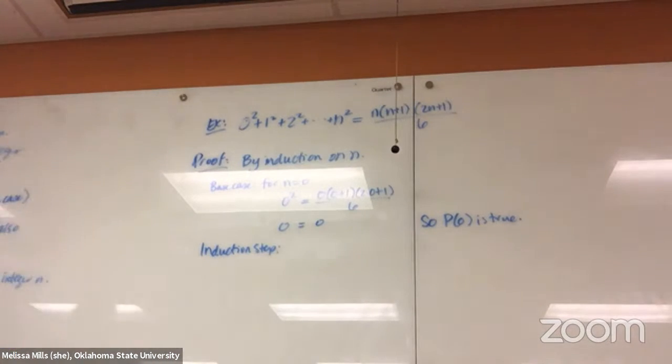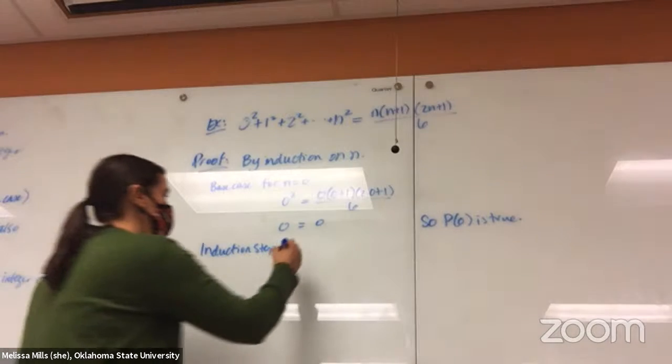So for the induction step, I want to prove that if P_k is true, then P_{k+1} is true, right? This is an if-then statement. I'm going to do it directly. So I'm going to assume P_k is true, and then I'm going to use that to prove that P_{k+1} is true.